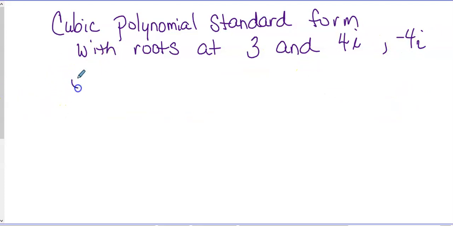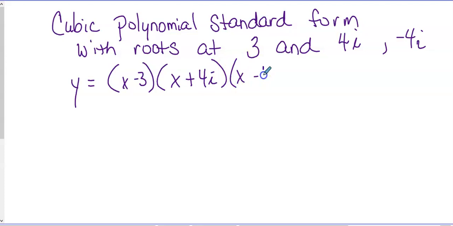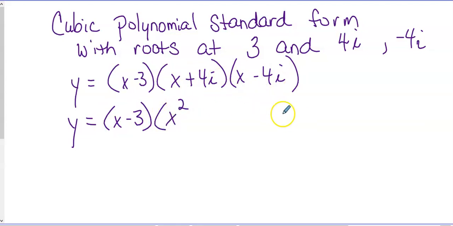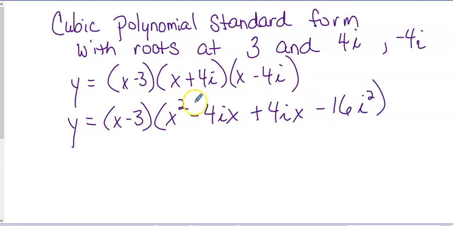So the way we would write this is we would write y equals x minus 3, and then we would write x plus 4i and x minus 4i. Remember, it's always x minus whatever, but this right here would be minus negative 4i, and this would be minus the 4i. I can't leave it like this. I have to multiply these things out. I'm going to leave the x minus 3, and I'm going to multiply these two together. Remember, we don't need to do the outside or the inside terms. If we did, it would look like this. We would say x squared minus 4ix plus 4ix minus 16i squared. Okay, these cancel.